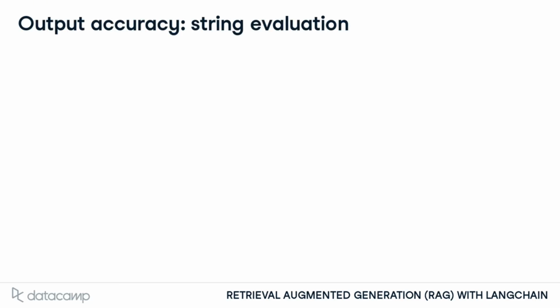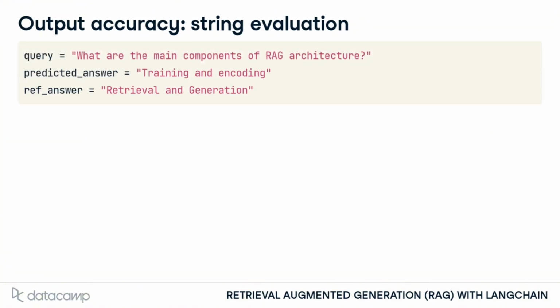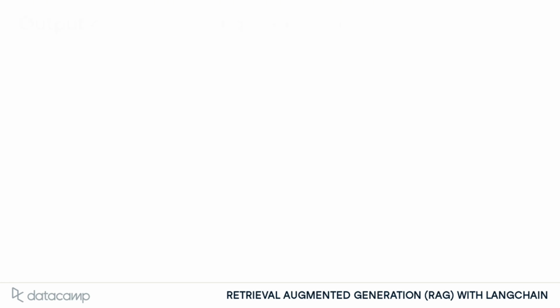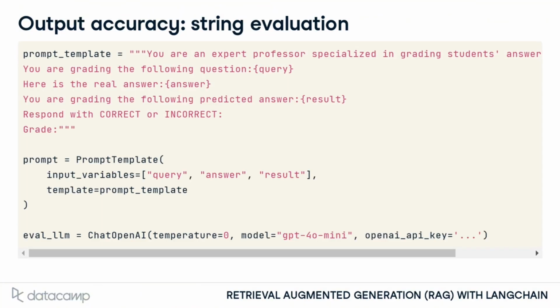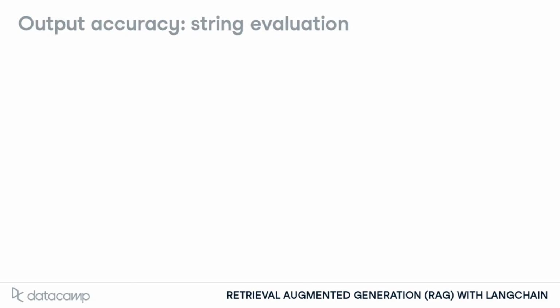We can use LLMs to measure the correctness of the final output by comparing it to a reference answer. We'll assign the query, model's answer, and reference answer to compare with the following variables. To perform string evaluation, we need to define a prompt template and large language model to use for evaluation. The prompt template instructs the model to compare the strings and evaluate the model output for correctness, returning correct or incorrect. The model temperature is also set to 0 to minimize variability.